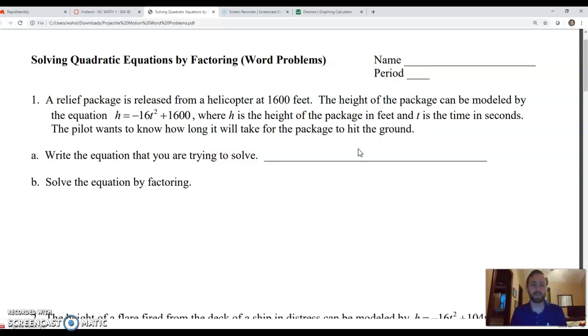So all of these problems today are real-world applications of quadratics, and we're going to be solving all of these by factoring. So as I've told you before, if you ever see a word problem that involves something like throwing a ball up in the air or shooting a rocket or hitting a golf ball, these are all quadratic equation problems. So we know that we're going to be dealing with quadratics and parabolas and factoring them. So guys, let's go ahead and get started.